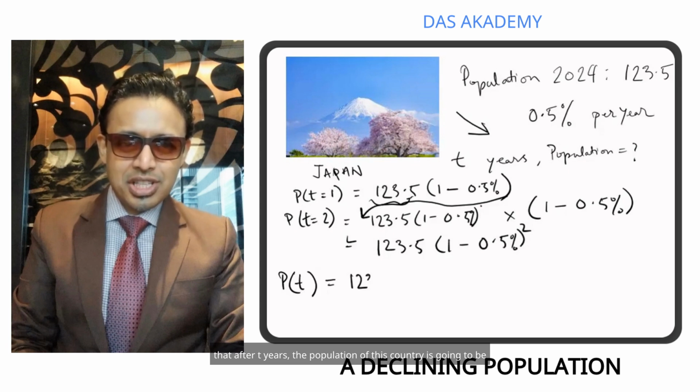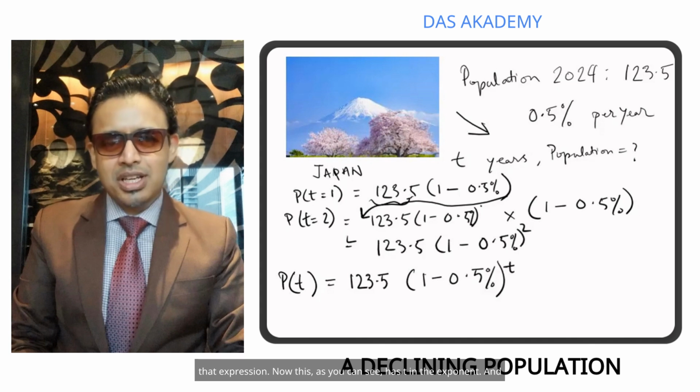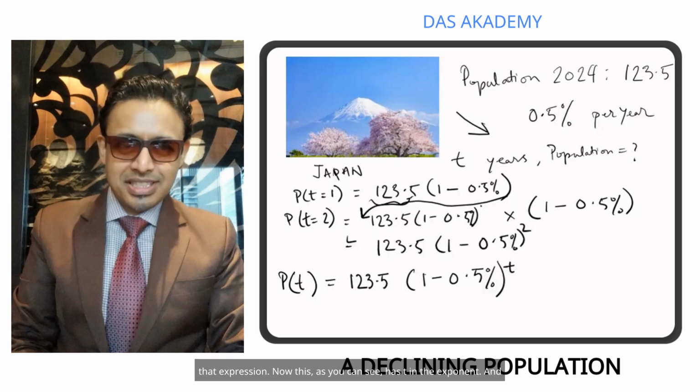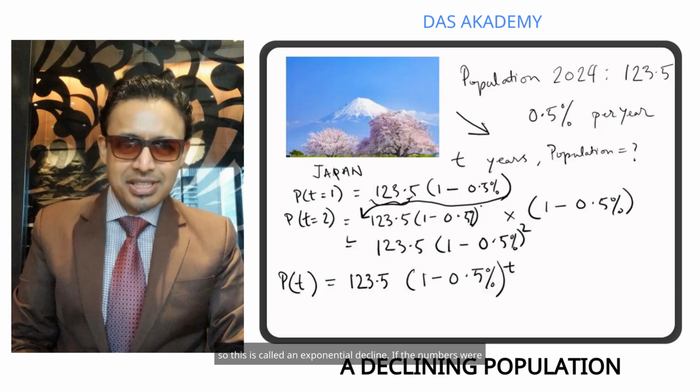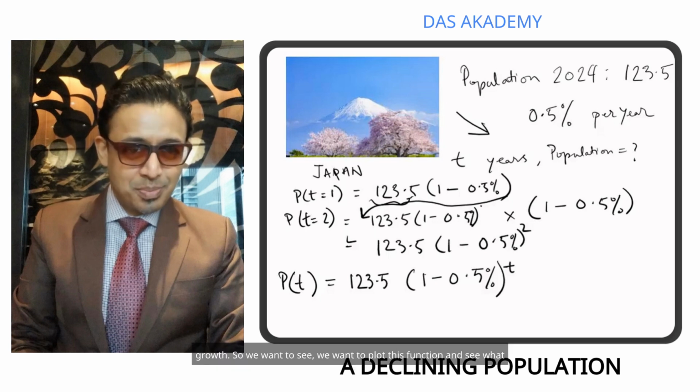of this country is going to be that expression. Now this, as you can see, has t in the exponent, and so this is called an exponential decline. If the numbers were positive, if it was plus 0.5% instead, it would be an exponential growth.